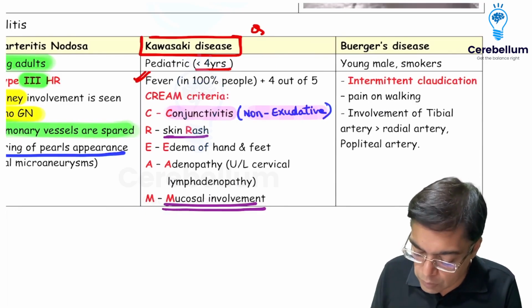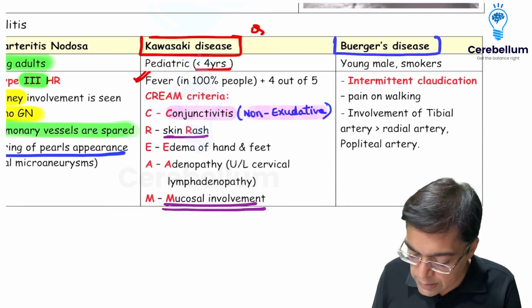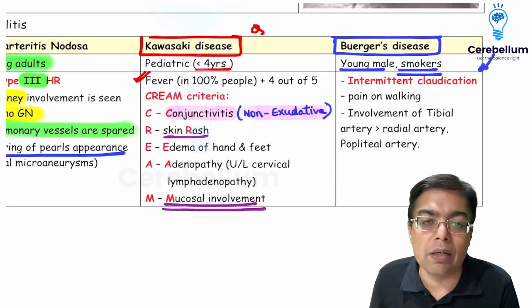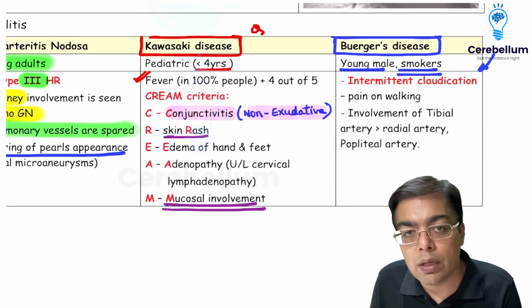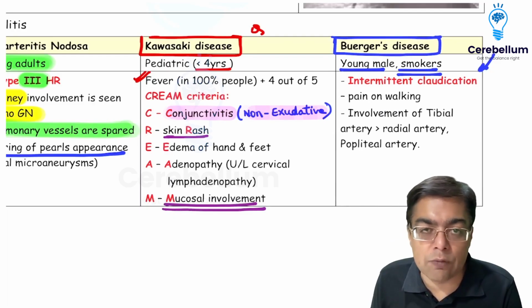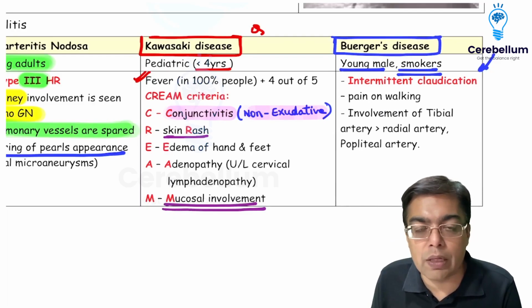The moment we are talking about a condition which is given the name of Buerger's disease, it's a condition of young males, especially having a history of smoking. Patients classically have the complaint of intermittent claudication. So there is pain on walking and there is improvement on taking rest. One of the characteristic vessels involved here is the tibial vessel. Apart from that, we can have involvement of the popliteal artery or the radial artery as well.